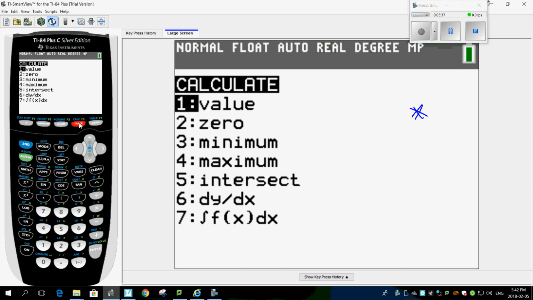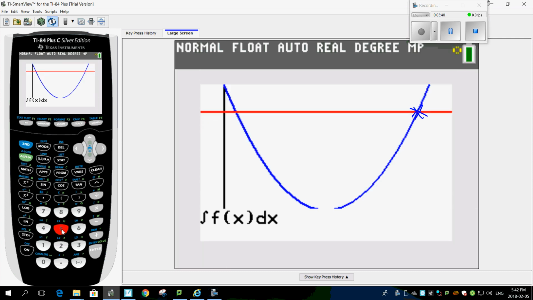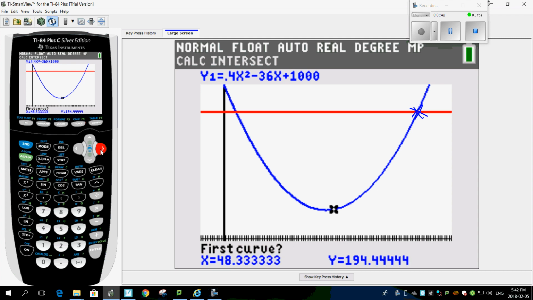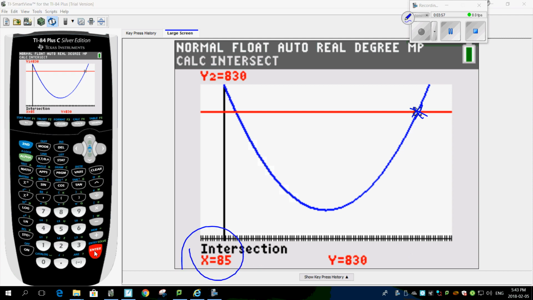Second calc. Find me the intersect, option 5. Let's mouse it over there. Let's get it real nice and close to that line so we can actually figure out what it's going to be. All right, so here we go. Up to there. Perfect. Excellent. Enter, enter, enter. And we find out that at 85 years old, that's the guys who are going to have 830 accidents per 100 million kilometers driven. Okay, and that's how the insurance companies turn around and figure out your rates.